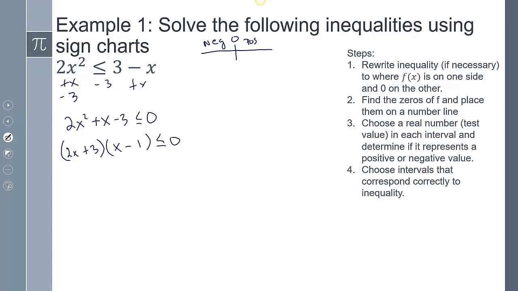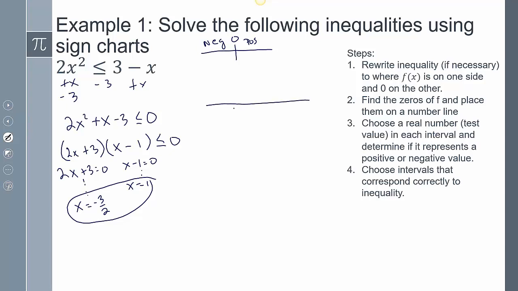And so solving for this, we know that each of these, if I set them equal to 0 and solve, I'm going to get x equals 1 and x equals negative 3 halves. So I just need those zeros. Now that I have those zeros, I can put them on a number line. So I have negative 3 halves here, and I have positive 1 here. Because this is equal to, I know it could also equal the value, so that's why I'm going to represent this with a closed circle.